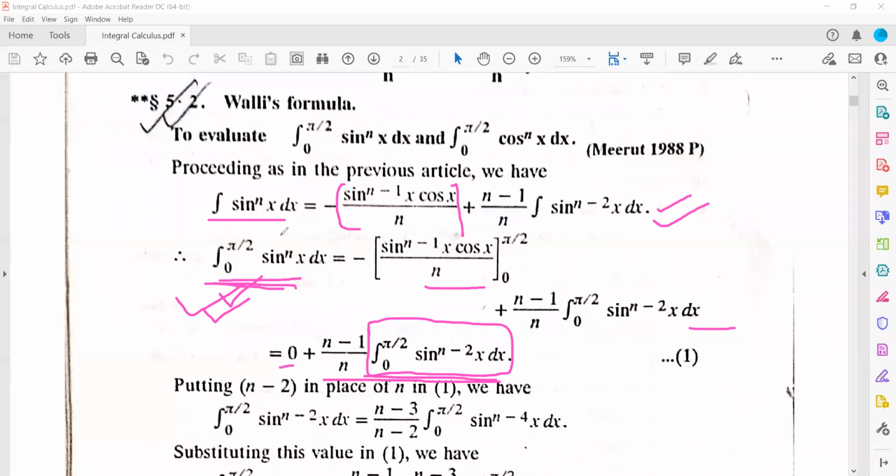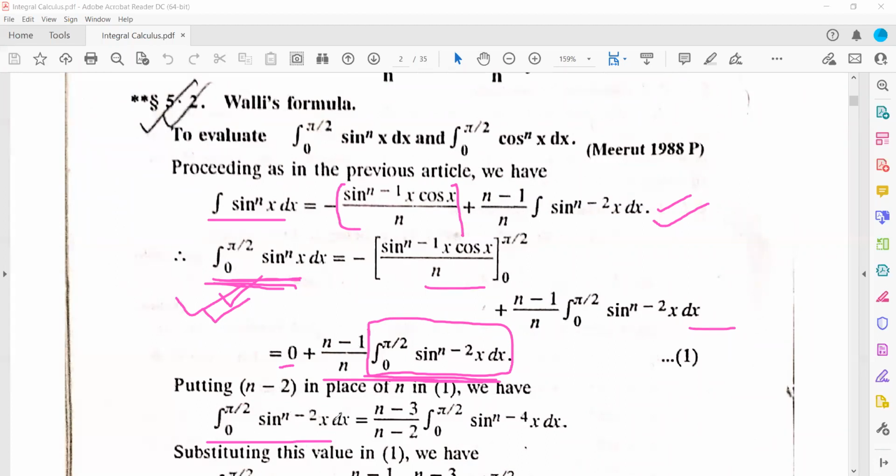Now try to understand. 0 to pi by 2 sine to the power n x dx is equal to n minus 1 upon n, 0 to pi by 2 sine to the power n minus 2 x dx. Now we need to find this one, where the power of sine is n minus 2. So in this result, if you replace n by n minus 2, what will you get? Just replace.